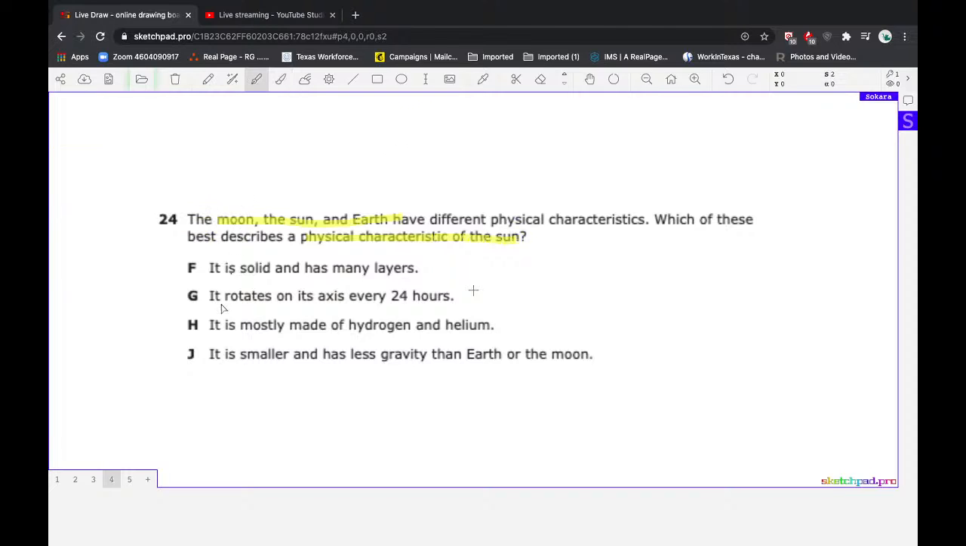Option choice F. It is solid and has many layers. Okay, the sun is not actually solid. The sun is a gas. So this option is not correct. It rotates on its axis every 24 hours. The sun rotates once about every 25 days at the equator and every 36 days at the poles. The Earth rotates once every 24 hours. So this is incorrect because this is actually describing the Earth.